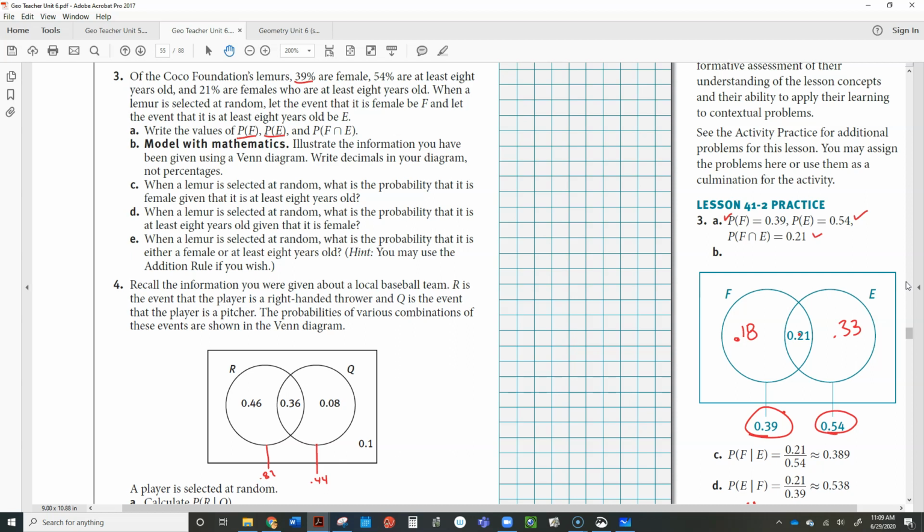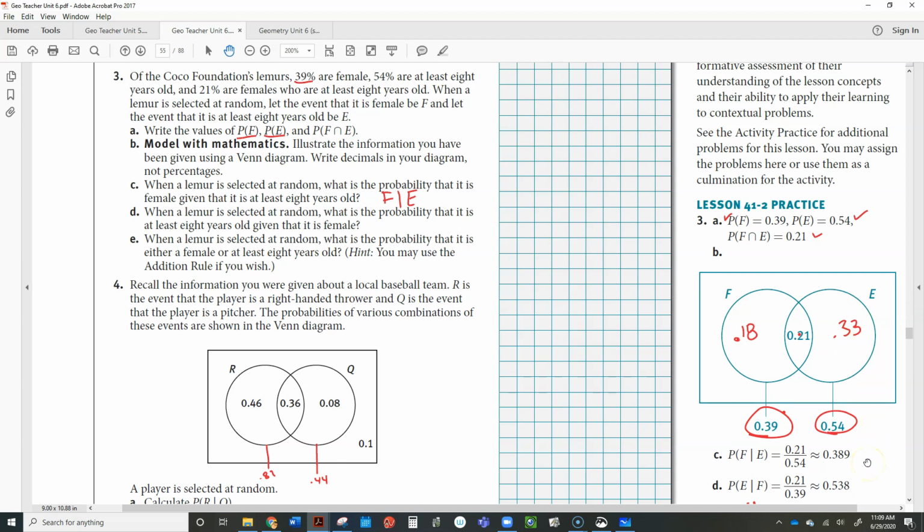And then part C, when a lemur is selected at random, what is the probability that it's female given 8 years old? Female given 8. So they want us to use the formula. It's this number on top, given the total number of 8 on bottom. We get that divided out.